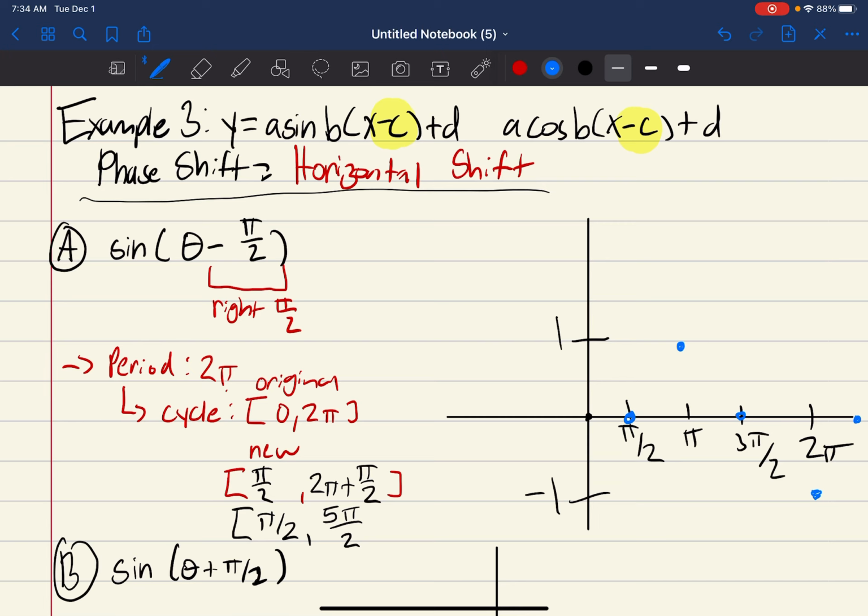But let me put it into perspective. This is the new graph. It looks something like that. I know it did really bad right there. Compared to the original graph, which I will put in red, the original graph would have looked like this. As you can see, it shifts to the right by pi over 2. So now the new cycle, or new domain if you want to say, for that cycle only is pi over 2 to 5 pi over 2.